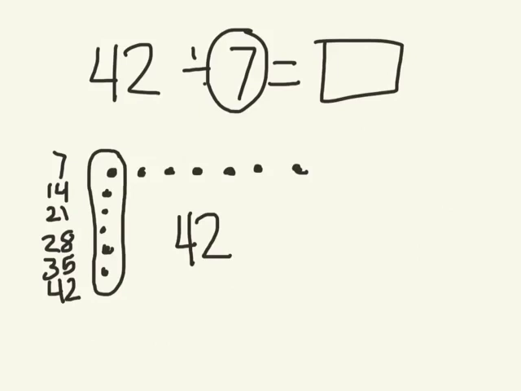Let's stop there. Now, let's go back and count how many rows of 7 we have. So I see 1, 2, 3, 4, 5, 6. So using the fast array, I know that 42 divided by 7 equals 6. Okay? Let's have you give it a try. All right, let's write the equation.